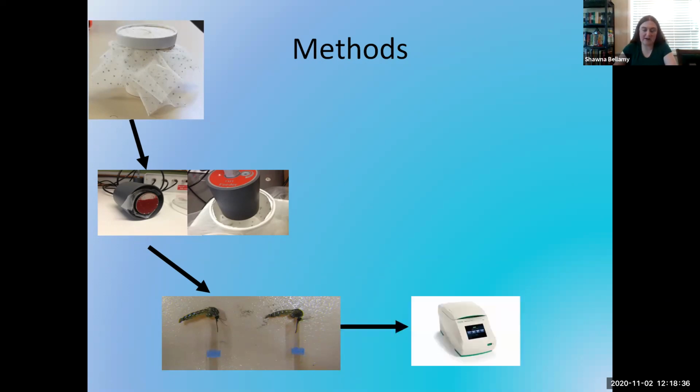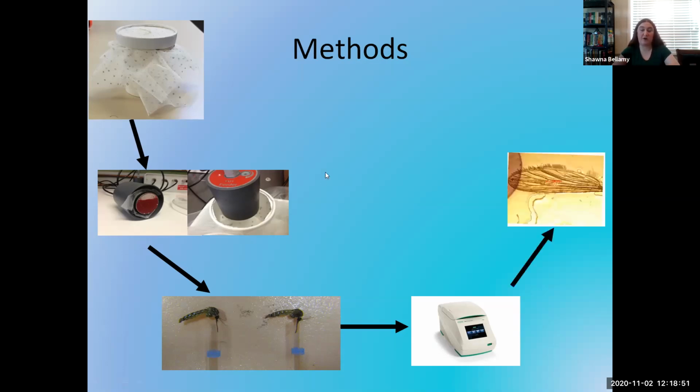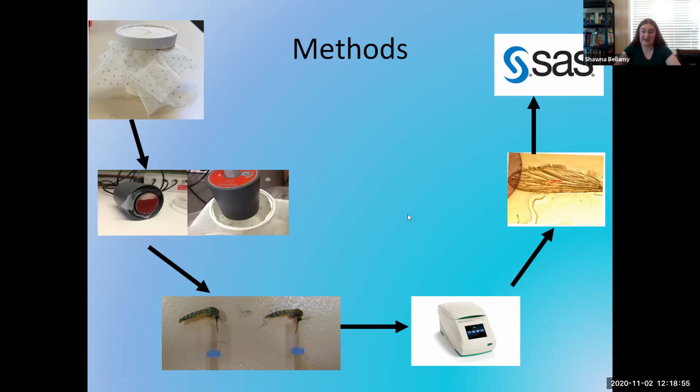And then RNA was extracted from the samples using a QIAamp viral RNA mini kit, and QRT-PCR was run to visualize the numbers of positive and negative samples for each of the treatment groups. Wings were then photographed and measured, and the data was analyzed using SAS.